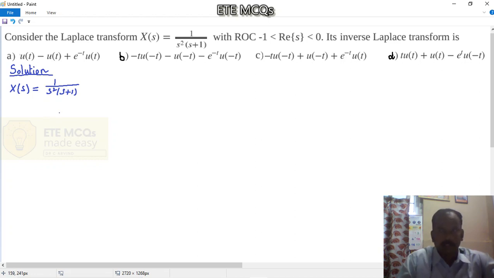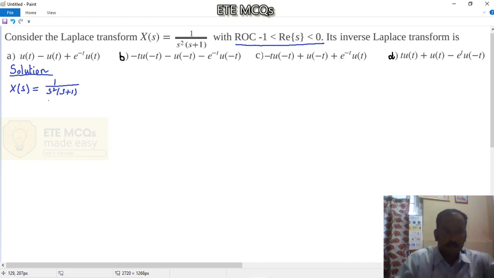What is its inverse Laplace transform? We are supposed to find the inverse Laplace transform of the given X(s). And moreover, the ROC is mentioned to find the inverse. So we need to take the final inverse Laplace transform based on this ROC, to find the respective time domain signal.